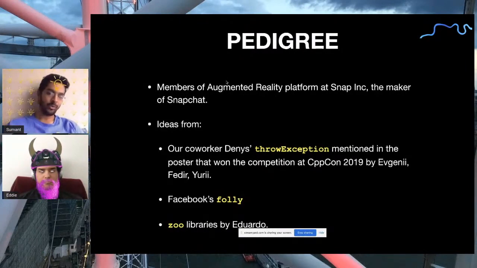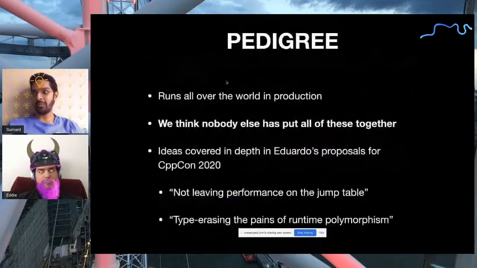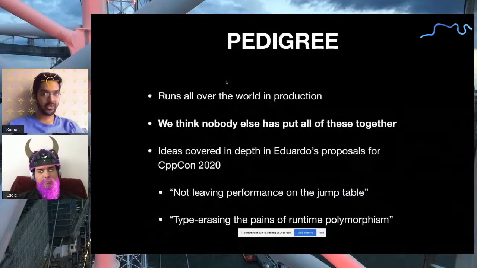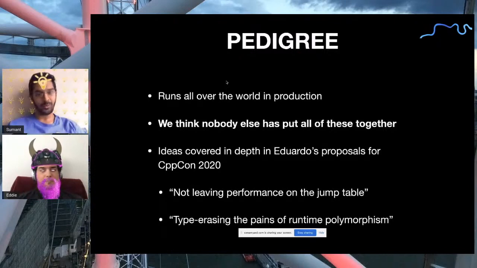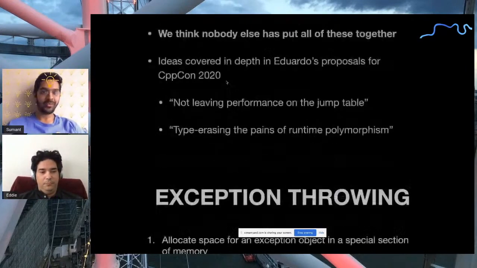Eduardo, who's also going to be presenting, also has some ideas in his Zoo libraries, which we've implemented for throwing exceptions. So far, this code already runs all over the world in production on mobile and desktop. As far as we know, we don't think anybody else has put all of these ideas together in the context of exception throwing. And just a quick plug for Eduardo's proposals: I think Eduardo is going to dive much deeper into these ideas during CppCon 2020 if his proposals get accepted. So please stay tuned for that as well.